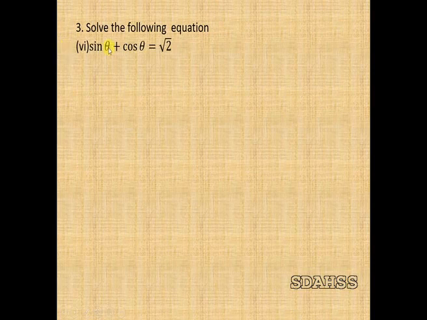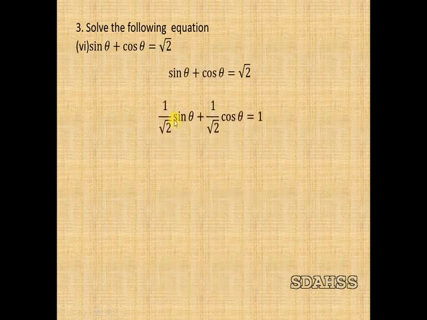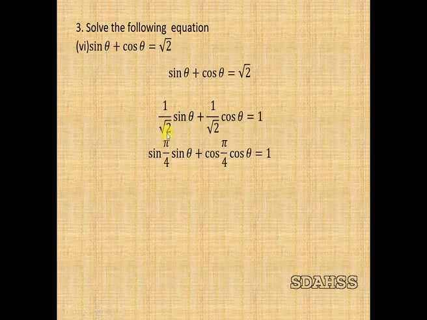Sum 6. Sin theta plus cos theta is equal to root 2. Divide the whole equation by root 2. So you have 1 by root 2 sin theta plus 1 by root 2 cos theta is equal to 1. We know that sin 45 is equal to 1 by root 2. Sin 45 means pi by 4.